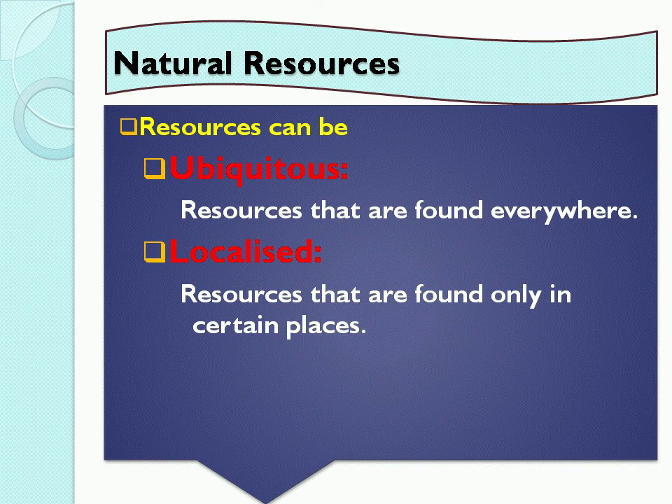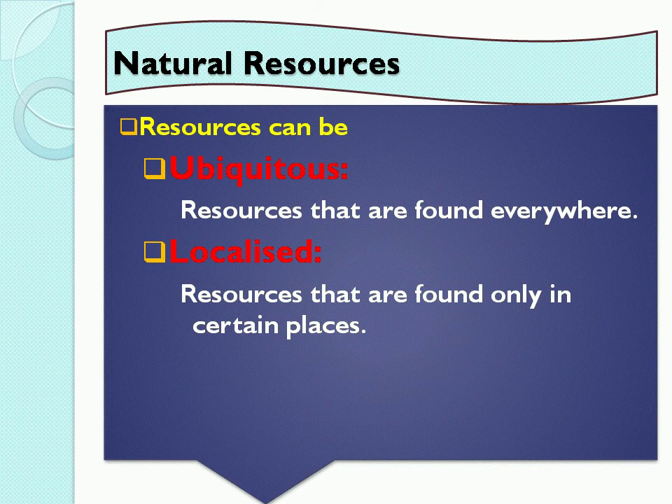So resources can be categorized based on these two things, ubiquitous and localized. What does ubiquitous mean? Resources that are found everywhere. Yes, if you find the resources everywhere, we can call it ubiquitous. For example, soil, water, except desert area. Then localized. Resources that are found only in certain places. That is, only in particular places we can see this type of resources. For example, diamond, coal.